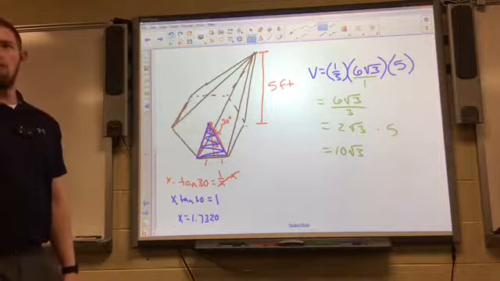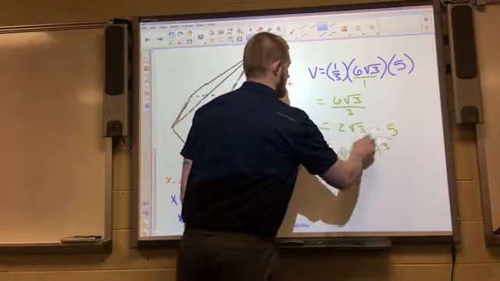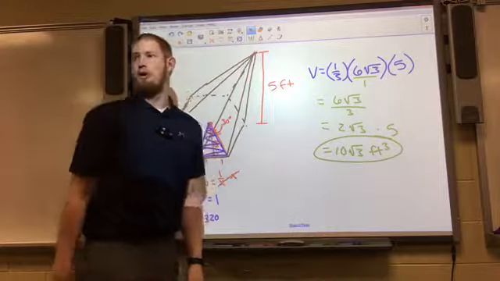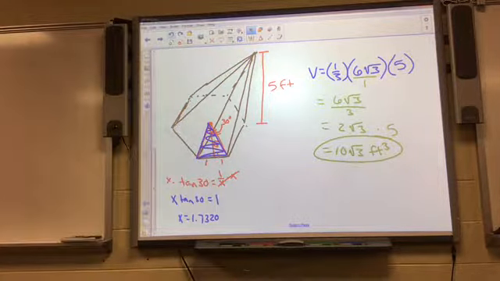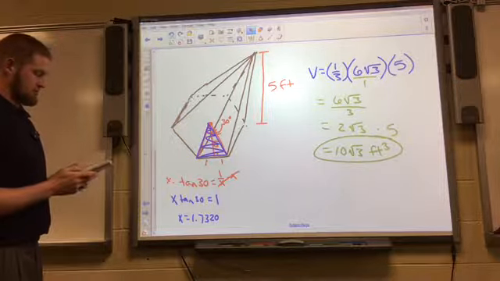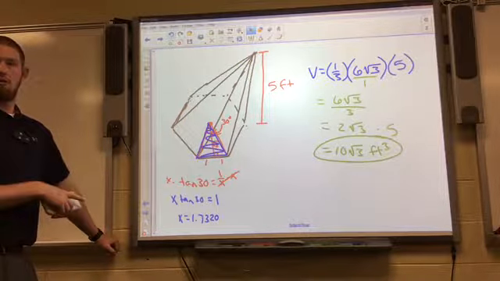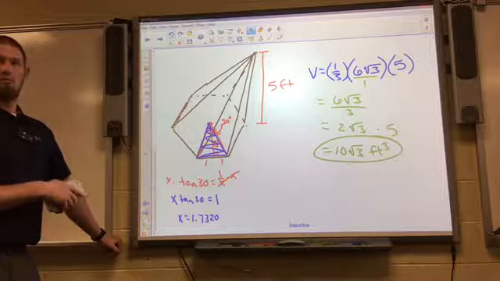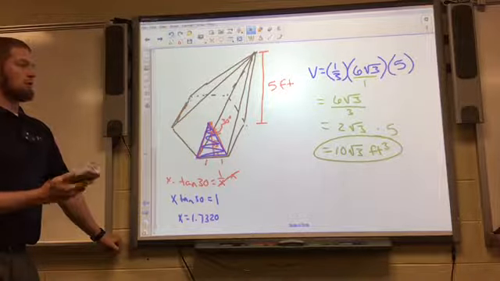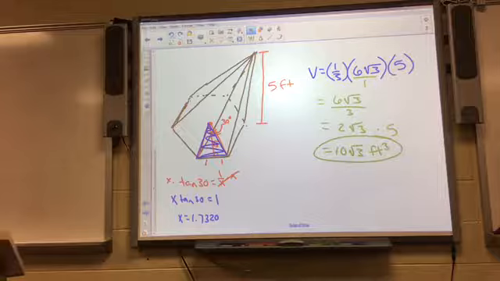What's my label? Feet cubed, because it's volume, right? Okay. Which, as a decimal, is 17.32. Did anybody get that same thing using the tangent? Okay. So you get the same answers. It's just if you're leaving it in exact form or you're rounding it.